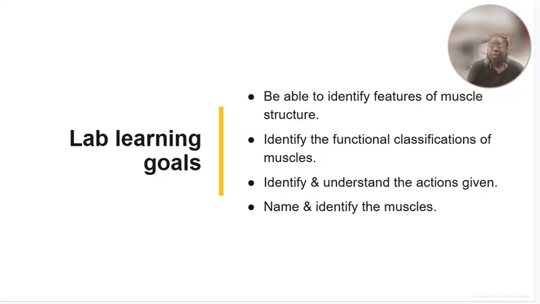learning goals. The first thing that we're going to be covering is just looking at some features of muscle structure, right? So kind of like those small pieces that make up the larger things that we're used to seeing on bodybuilders or, even if you work out, you see your muscles grow over time. What are the little pieces that make up that larger structure? Next up, we'll be looking at some of the functional classifications of muscle, as well as the actions of muscles, and also looking at the muscles themselves and being able to identify them.